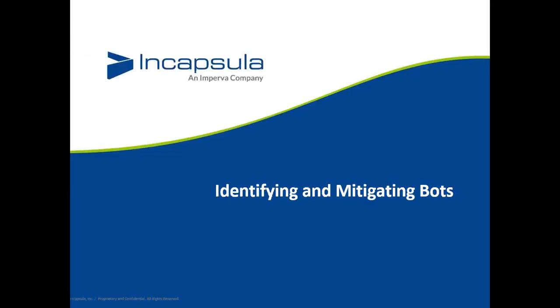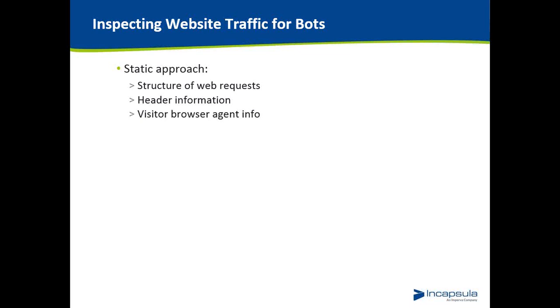We've spent a lot of time talking about what bots are, how they're used for hacking and site scraping. Now let's begin to discuss how to identify and how to mitigate them. The most effective way to identify bots is using a specialized tool. Bot mitigation tools typically employ one or more of the following approaches. The static approach looks at readily available information about website visitors. This usually includes the structure of web requests, header information, browser agent info, and several other criteria.